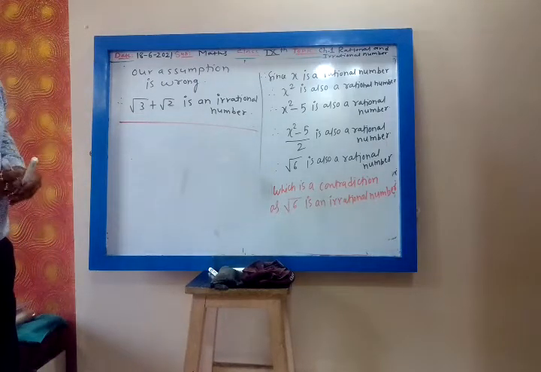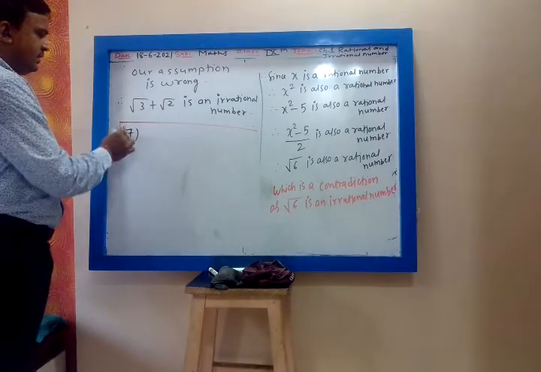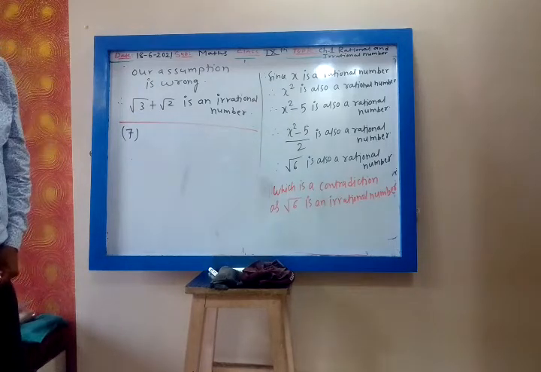That's one. Now seventh question. Write a pair of irrational numbers whose sum is irrational.